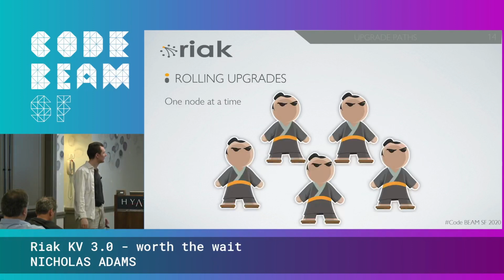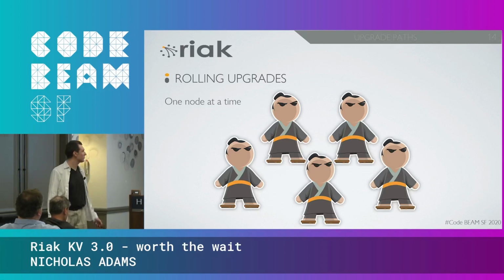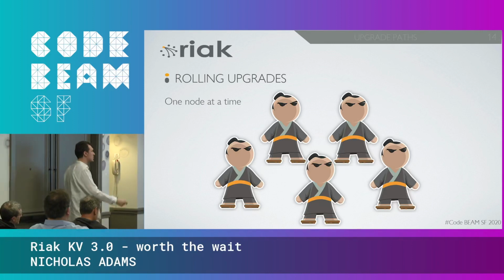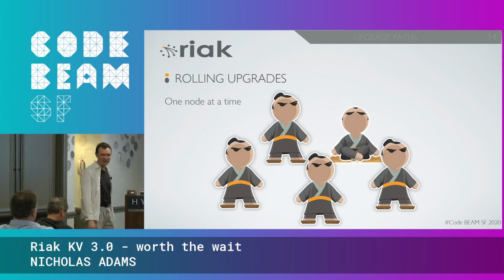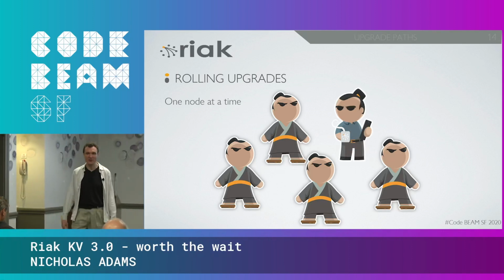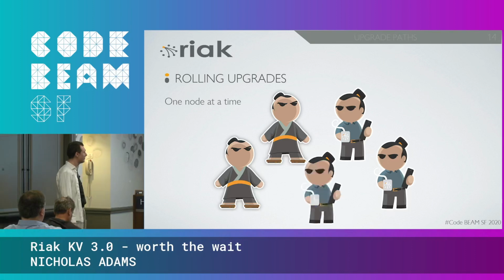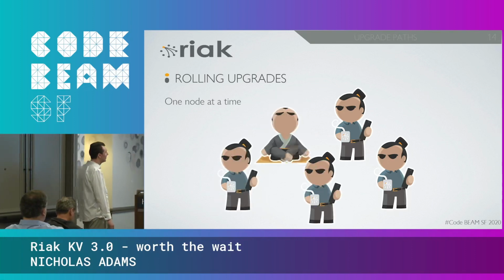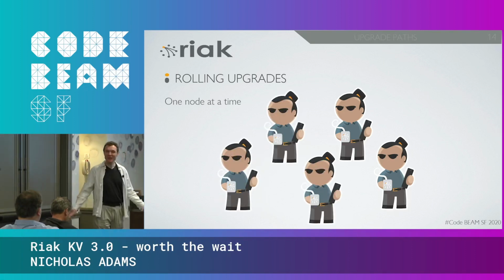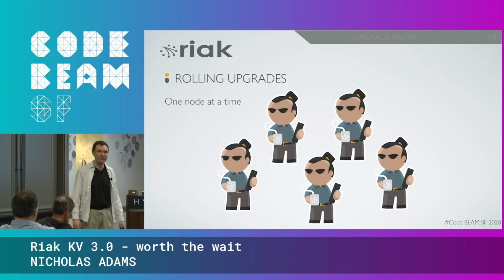Sorted. Another way to do it is a rolling upgrade, where essentially you take your 5 node cluster, you say, I'm going to choose you, and you take the node down, and you upgrade it to the new version, wait for everything to finish transferring, and you do it again, and again, and again. And then you're back to your new version running the same data, and there's no interruption in user service whatsoever.